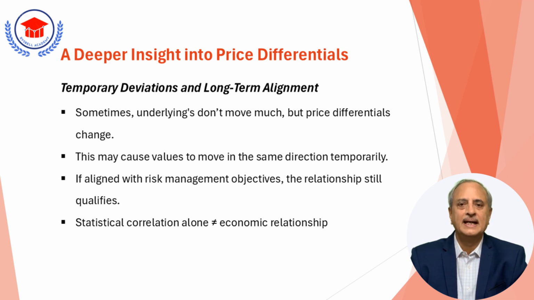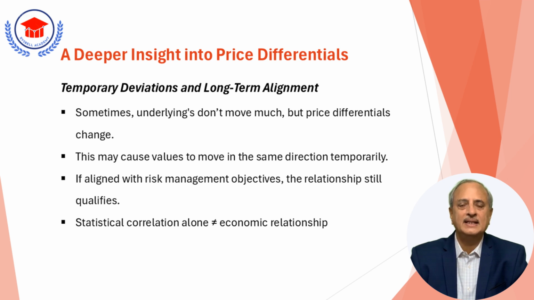Sometimes the underlying assets may not move significantly themselves, but a price differential between them might change. This can cause the fair values of the hedged item and hedging instrument to move in the same direction temporarily instead of the expected opposite direction. Even in such cases, the economic relationship remains valid if these temporary movements are expected to align with the entity's risk management objective over time.